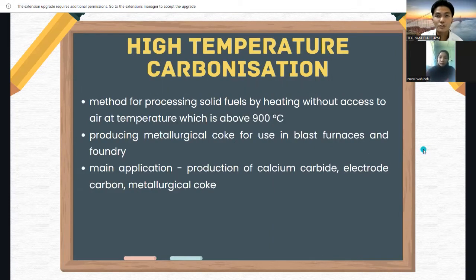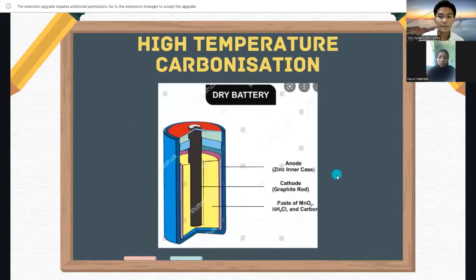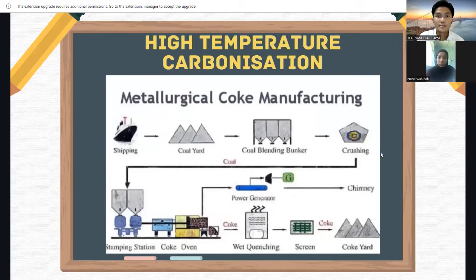High temperature carbonization is a method of processing solid fuels by heating without access to air at a temperature above 900 degrees Celsius, producing metallurgical coke for use in blast furnaces or foundries. The main application is production of calcium carbide, electrode carbon, and metallurgical coke. In this photo, we can see the black carbon electrode in this dry battery is a product of high temperature carbonization. And this diagram is the metallurgical coke manufacturing process. Next, I will pass to my partner, Nurul Wahidah, to present.